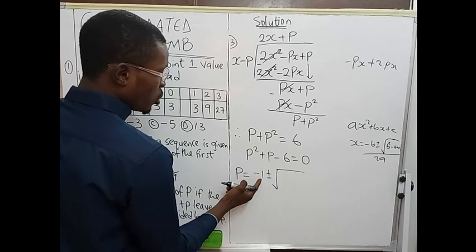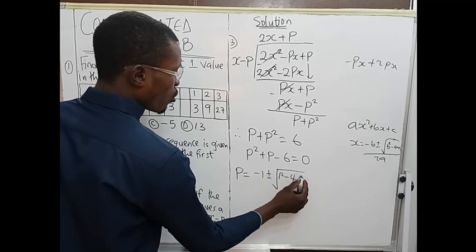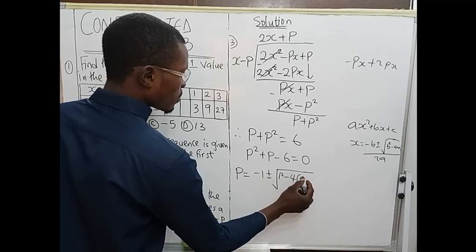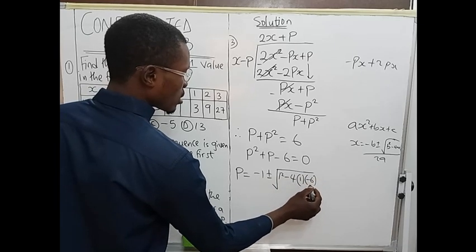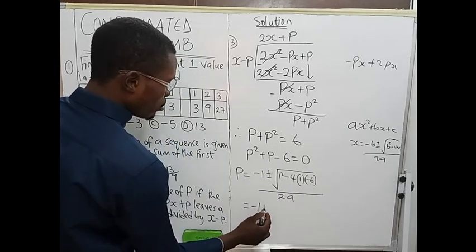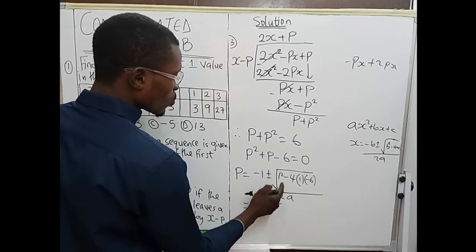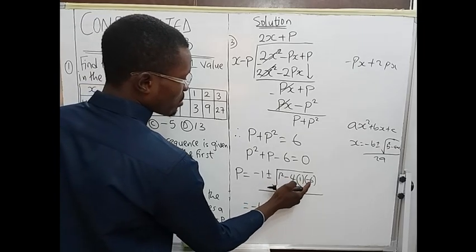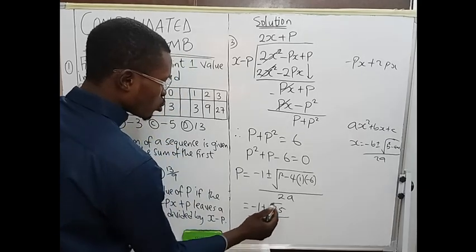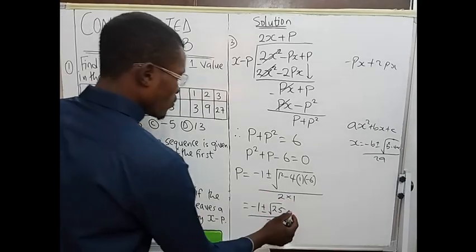We are going to have minus b plus or minus the square root of b squared, that is 1 squared, minus 4ac. A is 1, c is minus 6, all over 2a. This will give us minus 1 plus or minus the square root of 1 squared, which is 1, minus 4 times 1 times minus 6, which is minus 24. 1 plus 24 is 25, all over 2 times 1.